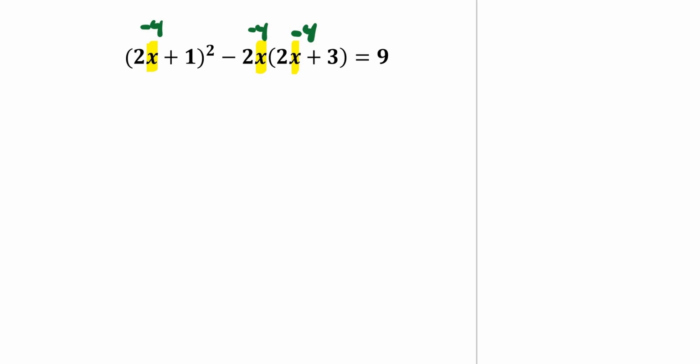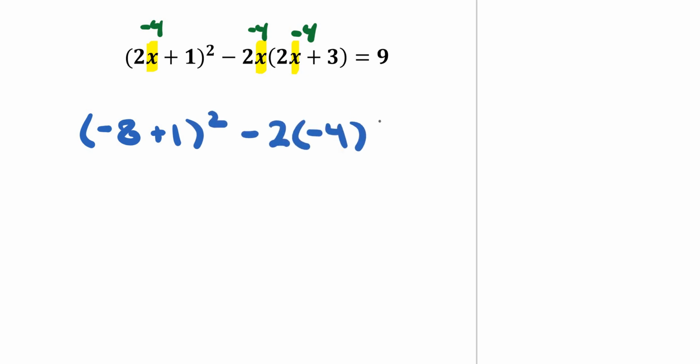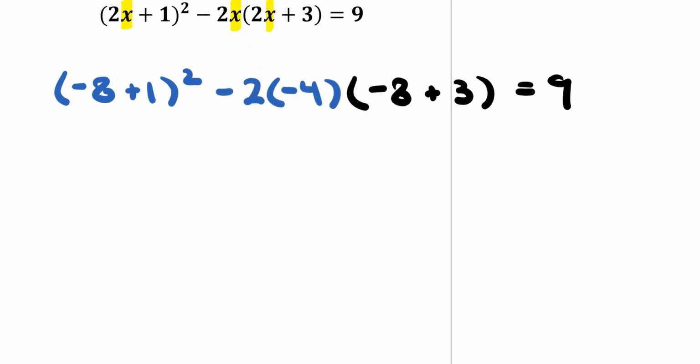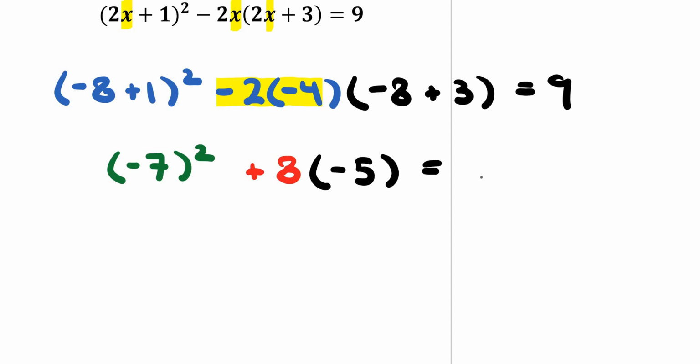So let's just do the math here. 2 times negative 4 is going to be negative 8. So negative 8 plus 1 all squared minus 2 times negative 4. And then on the bracket here I have 2 times negative 4, which is negative 8, plus the 3 equals 9. Okay, so now we've got to just finish off the math here. Negative 8 plus 1 is going to be negative 7 squared. Negative 2 times negative 4 is going to be positive 8. And then I have a negative 8 plus 3, which is going to be negative 5. And will that equal 9?